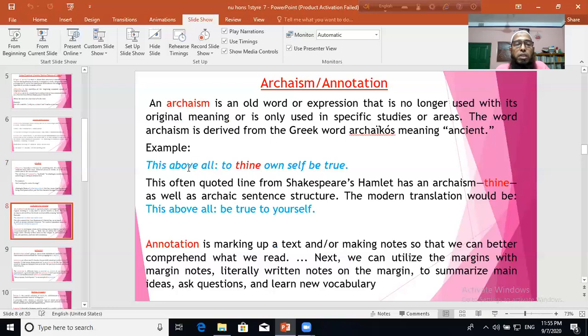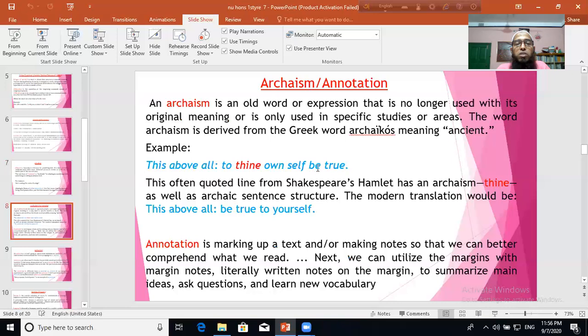Look at the example. This above all: to thine own self be true. So this is a quotation. This often quoted line from Shakespeare's Hamlet has an archaism. Look at the word thine. So what does thine mean? This is not a usual, regular word. This is an old, ancient word. As well, the archaic sentence structure is also not a regular structure. This is also unfamiliar, an old structure.